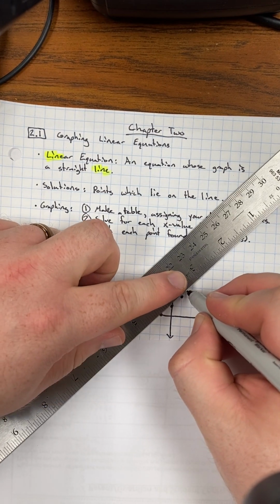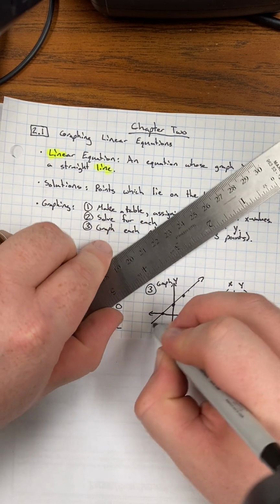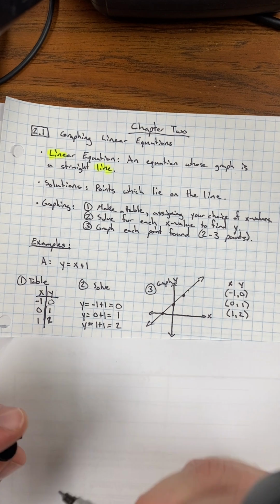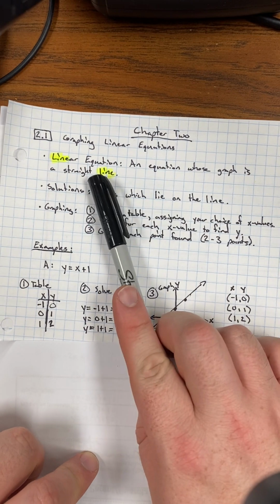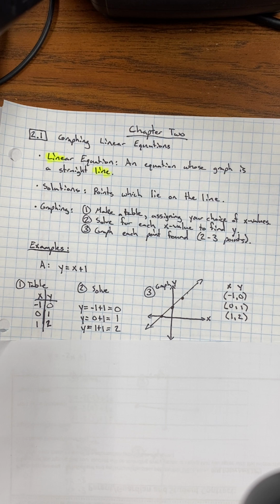So when I connect these 3 points, if you did not get a straight line when you connected them, then you did something wrong, right? So notice this meets our criteria. Linear equation makes a straight line. Okay? So that's how we do number 1.